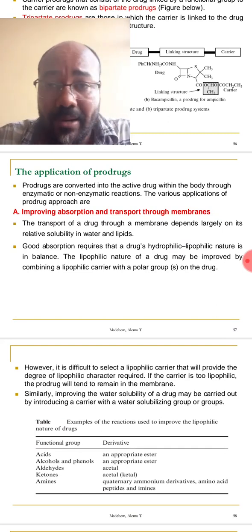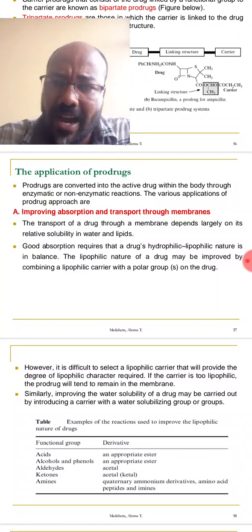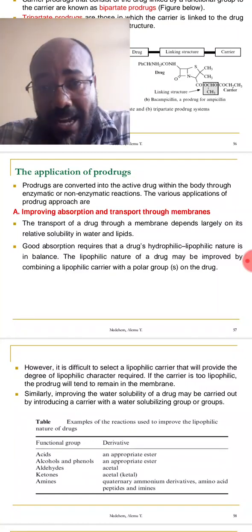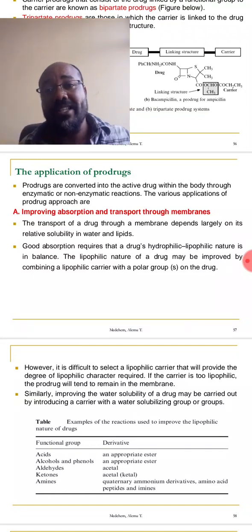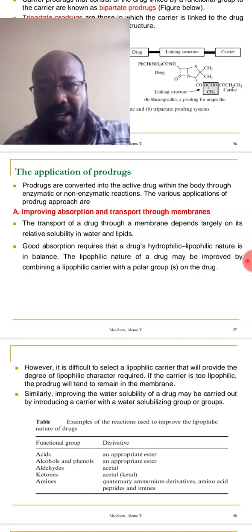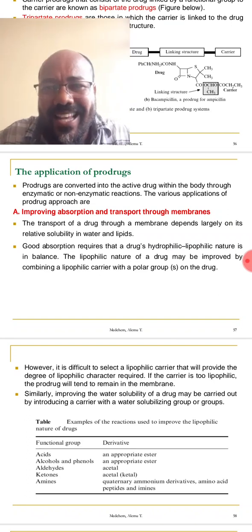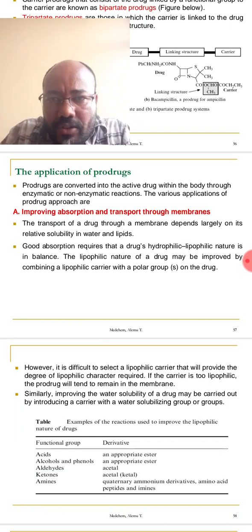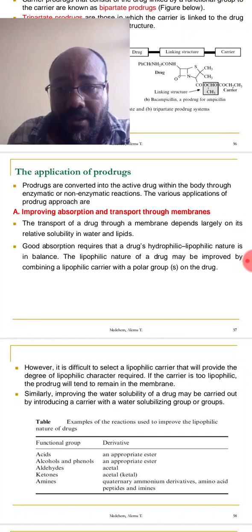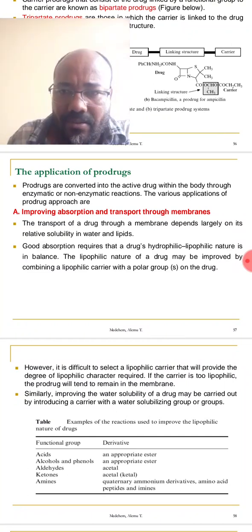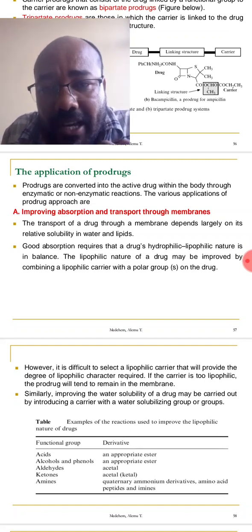There is a barrier called the blood-brain barrier. If the drug is highly hydrophilic, it will not pass the blood-brain barrier. Therefore, to allow this drug to pass the blood-brain barrier, you have to incorporate your hydrophilic active drug with a lipophilic carrier. You can take a lipophilic carrier, or you can design one. Whenever you combine the two, the lipid solubility will increase and it will pass the blood-brain barrier. This is one of the advantages of carrier prodrugs: to improve absorption and increase transport.